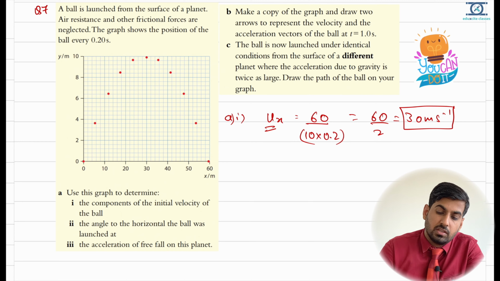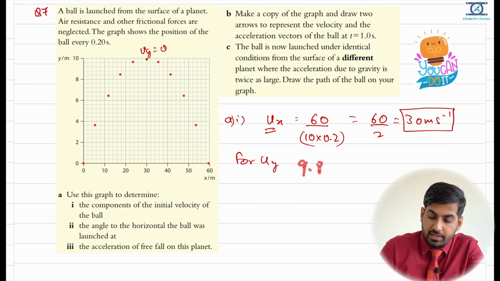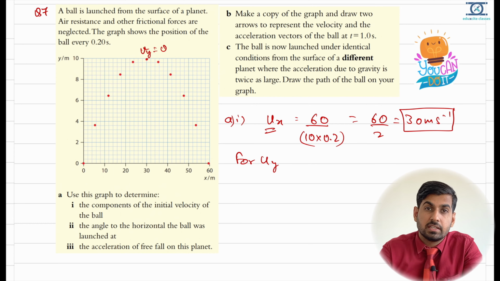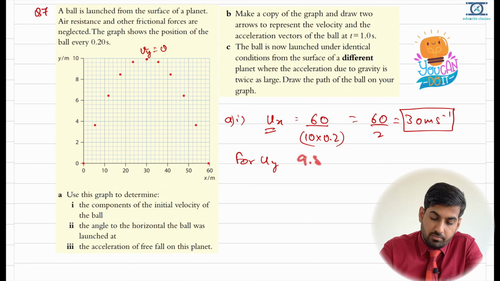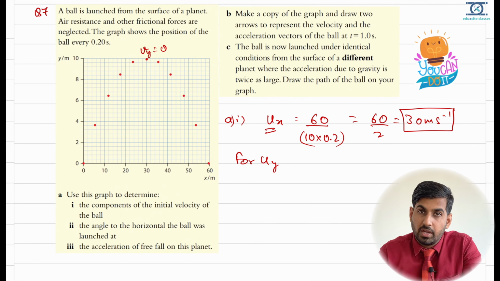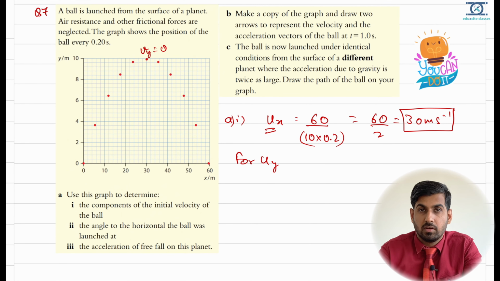That is my ux. Now for uy, do not use 9.8 here, guys. This is not the Earth, this is another planet, and we don't know the gravitational acceleration there. So we cannot use 9.8 here. I know many students have made this mistake, but we are not supposed to use 9.8 in this particular question because it is not with respect to the Earth.